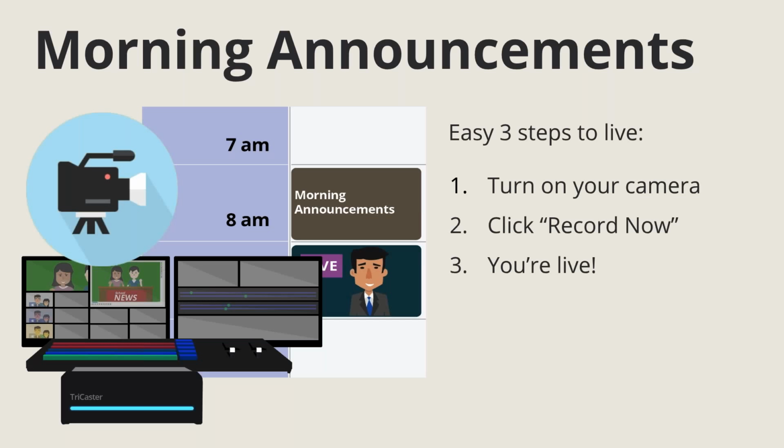Our announcements are really three easy steps. Once you've turned on the camera and it's plugged into the encoder, the encoder is going to acknowledge that the camera is on, and then through the software interface, that stream is going to be available. If you want to record something, you simply record it, and you're live and ready to go.